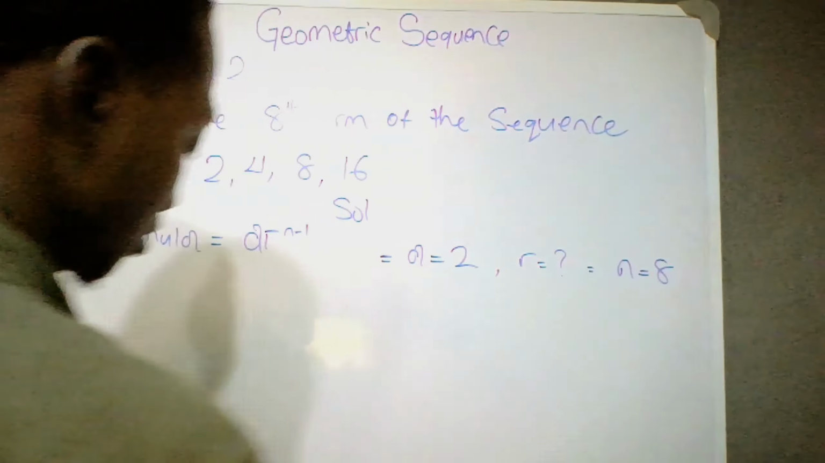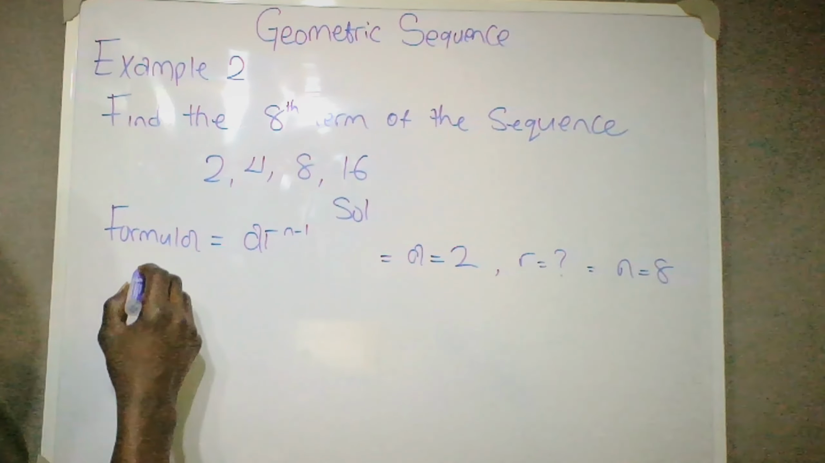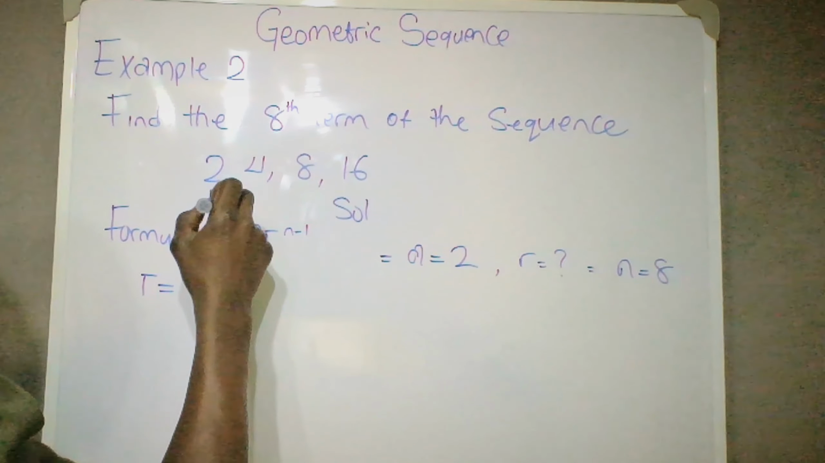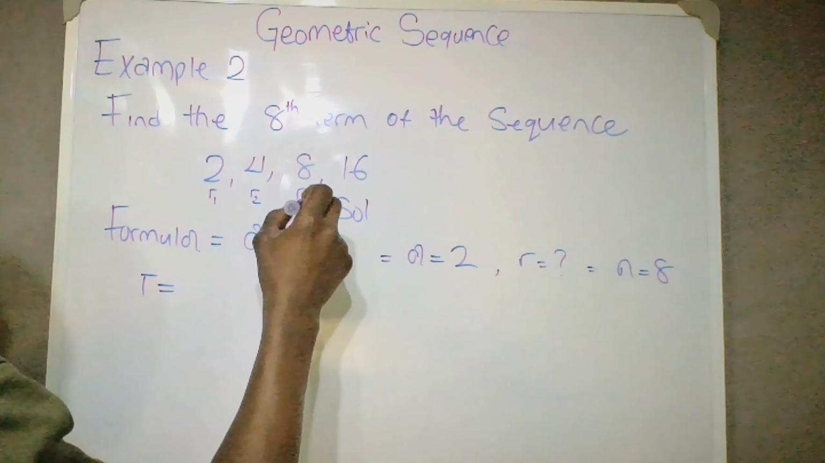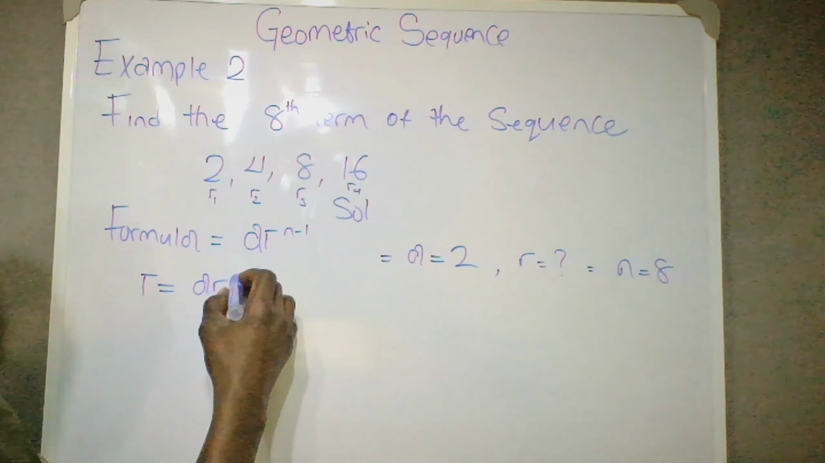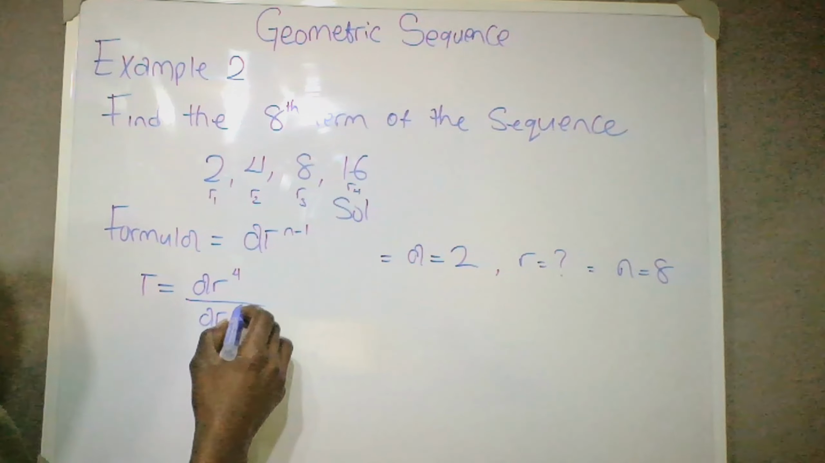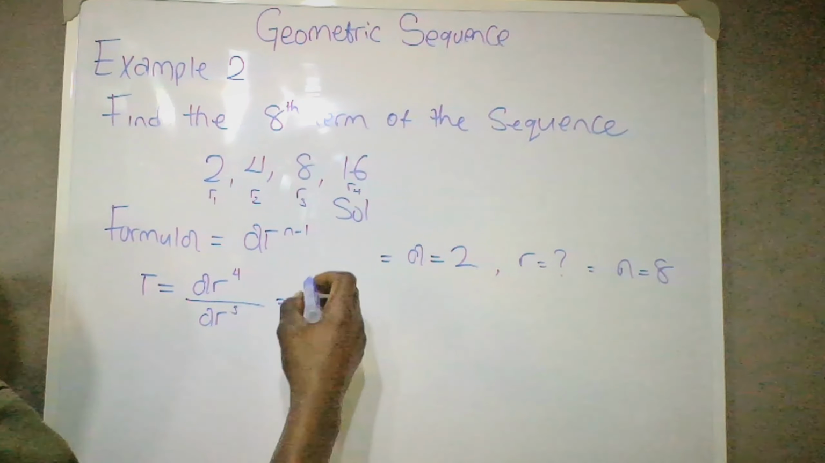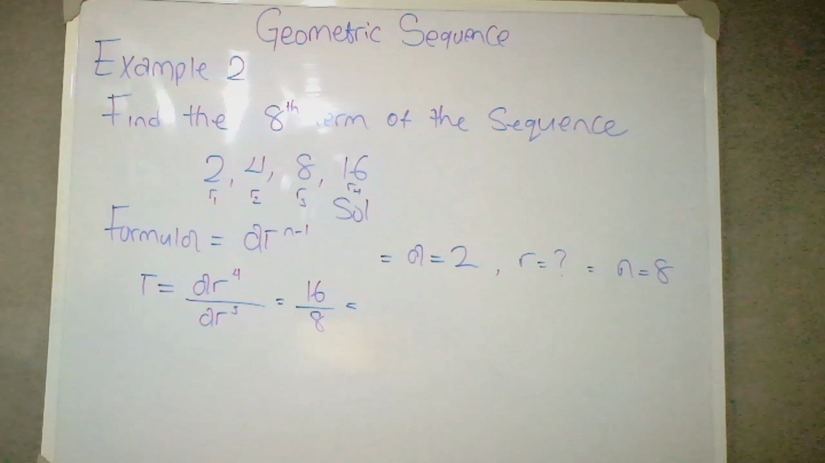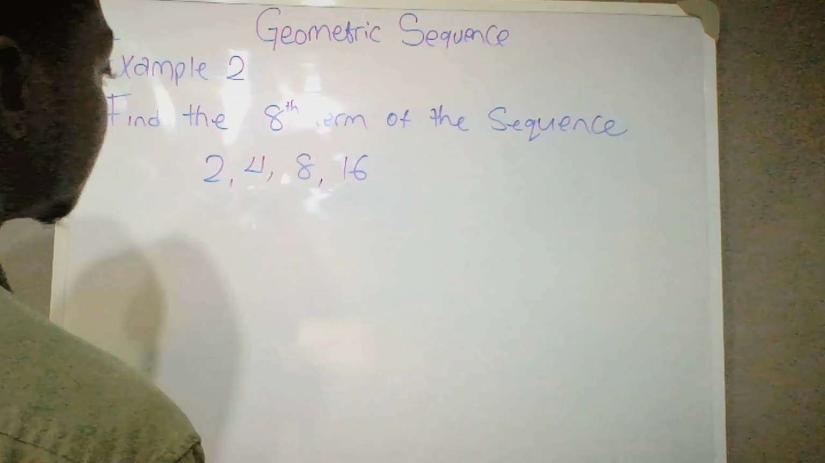N is 8. Now to get the common ratio r, let's start with the terms: r1, r2, r3, r4. So we can just do a r raised to the power 4, then a r raised to the power 3, and we have 16 over 8, and that gives us the ratio.